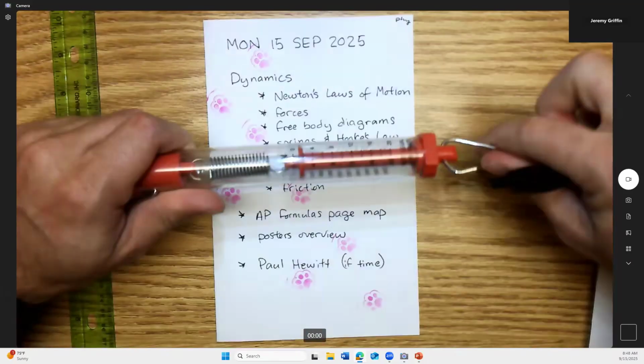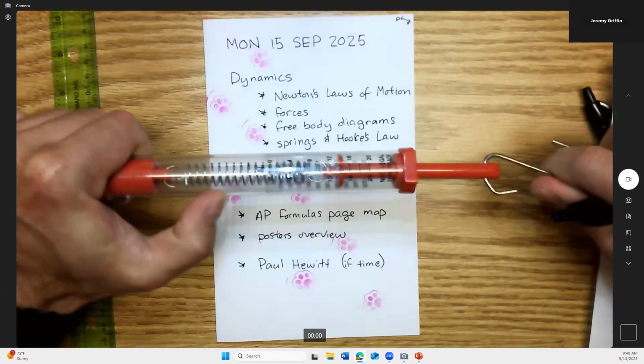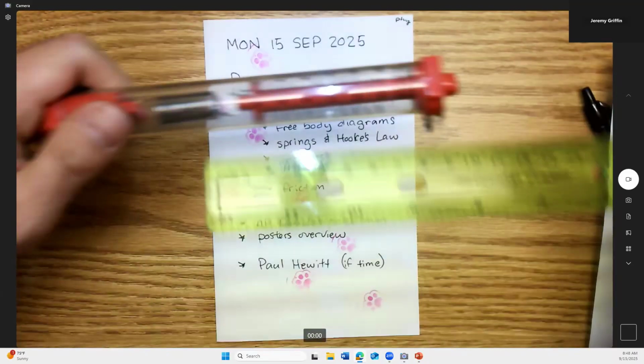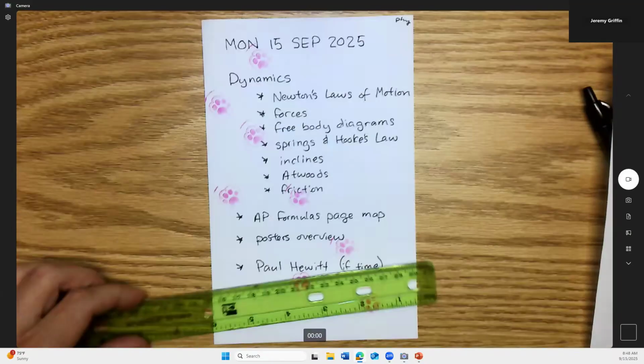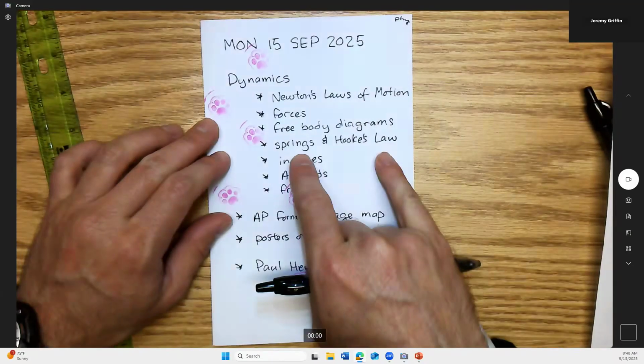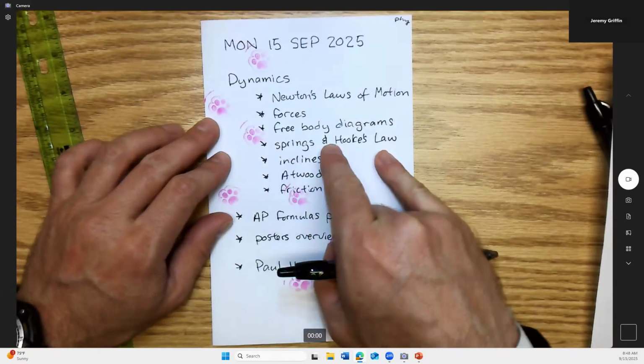If I stretch a spring, how much does that spring stretch, in terms of centimeters? It probably depends how much force I put on it. If I put on double the force, I think it stretches twice as far. That would be called Hooke's law.